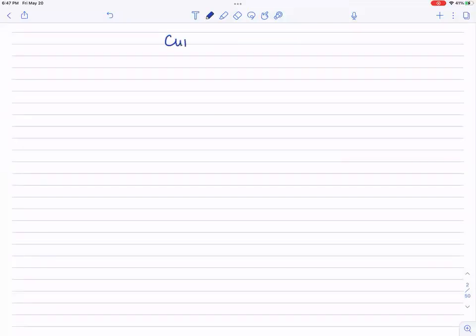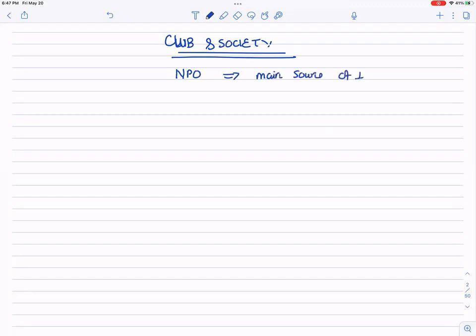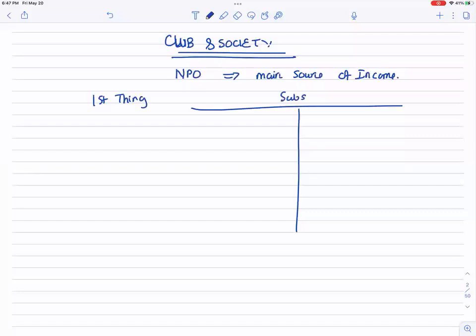Tell me, what is a club and society? It is a non-profit organization, and what is its main source of income? Subscriptions. Its main source of income is subscription. So the very first thing that we should know in a club and society is how to prepare a subscription account. Subscription is their income, so we should know how to prepare an income account.